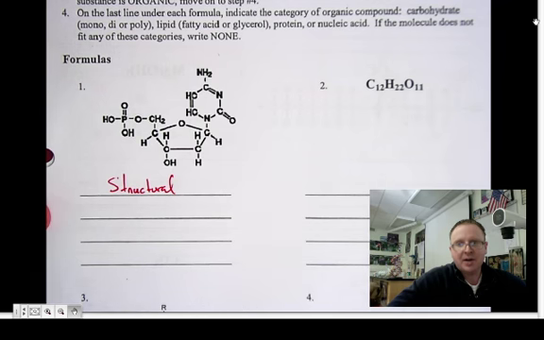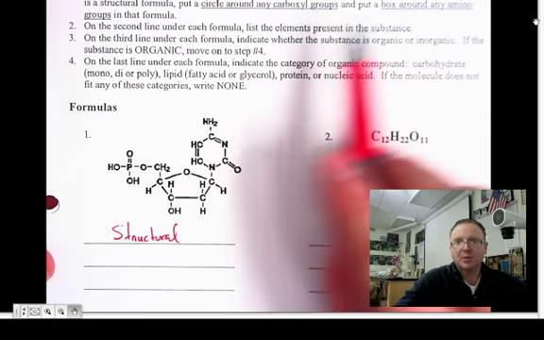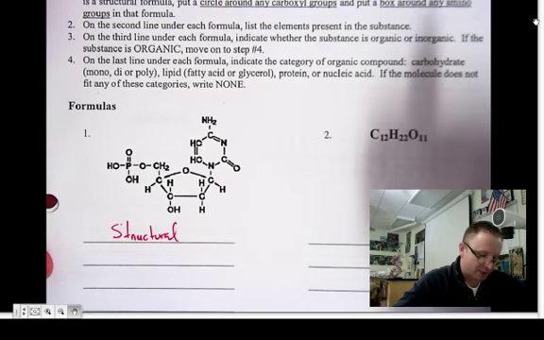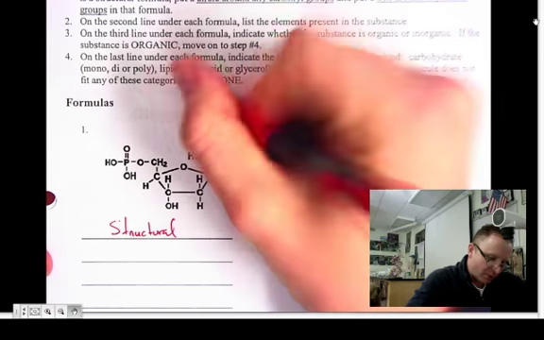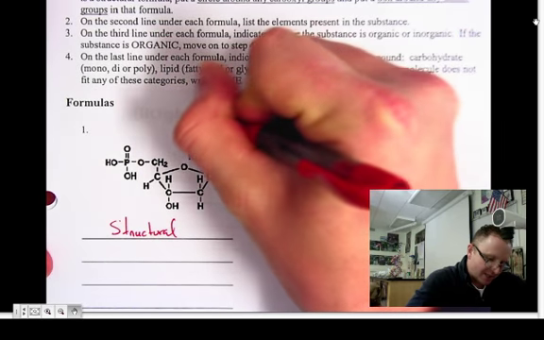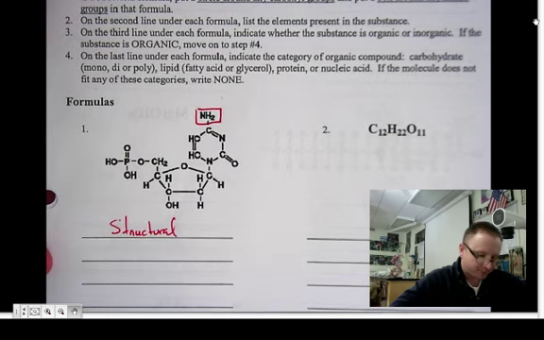Okay. And again, the instructions are going to ask you to put a circle around carboxyl groups and put a box around amino groups. And there are no carboxyl groups here. There is an amino group that's up here that is attached to this ring-shaped structure up at the top.